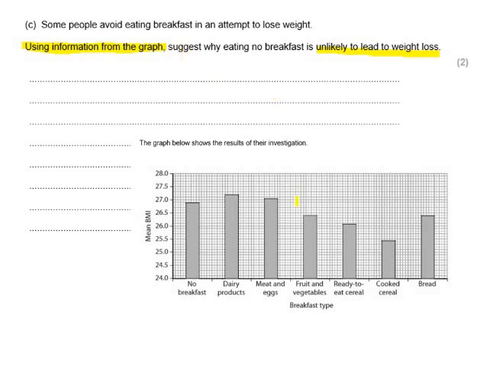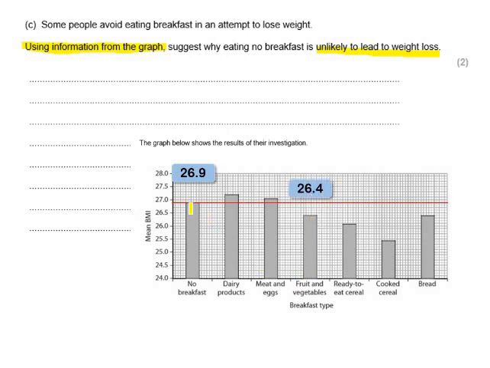Now we're looking at eating no breakfast. This is it here. If you read the BMI of people, of the mean BMI, it's 26.9. If we compare it to something like this one, fruit and vegetables, sorry, that's 26.4.